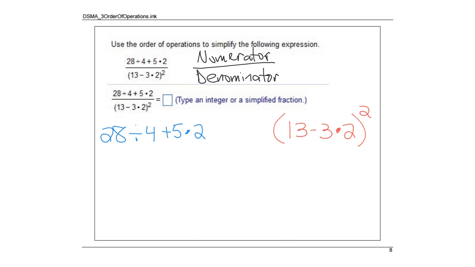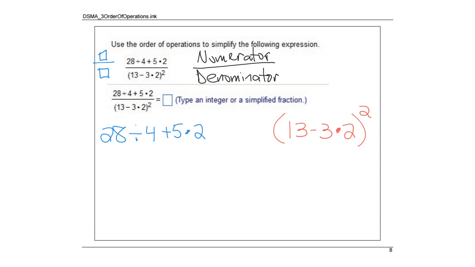Okay, so remember I mentioned that a fraction bar is also a grouping symbol. So what I mean by that is that we have to clean these up separately. We have to clean up the numerator first on top, and then we have to clean up the denominator, and then we can put them back together and simplify. So let's take care of the numerator first on top.